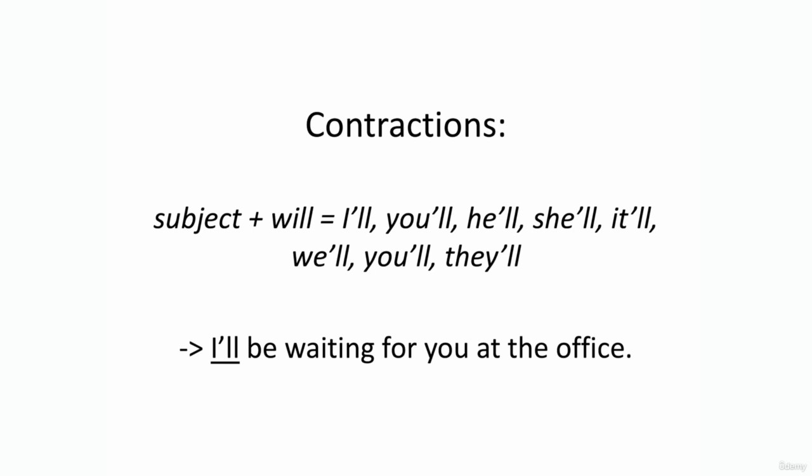Remember to use contractions in spoken and informal English. We can contract the subject with the auxiliary verb will to become I'll, you'll, he'll, she'll, it'll, we'll, you'll, they'll. I'll be waiting for you at the office.